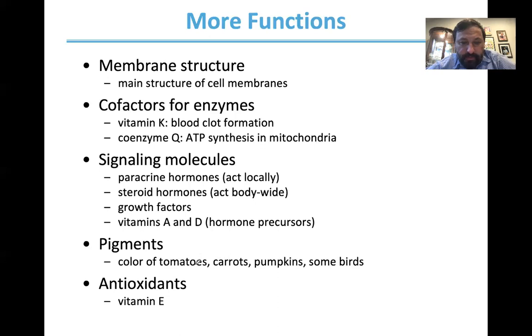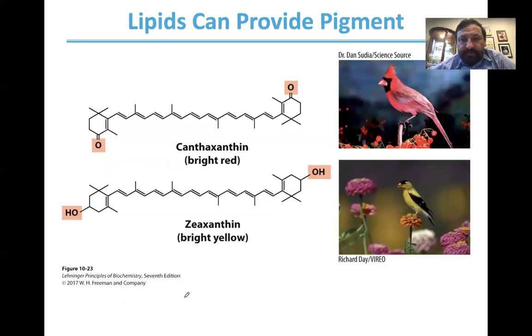Pigments, color of tomatoes, carrots, pumpkins, antioxidants. So as far as pigments, you can see here, there are these birds which utilize these structures. Whenever you see a highly conjugated system like this, that means that the system will absorb visible light, right? And there will be beautiful colors associated with the species. You can see here, this conjugation extends onto the carbonyl group. And here, there's no carbonyl group, right? No carbonyl, which means we're going to shorten the conjugation, and that will result in a change in color. So from red, we will become yellow.